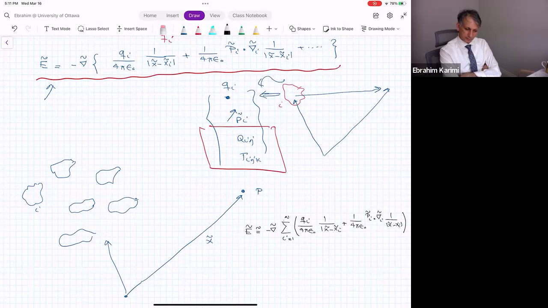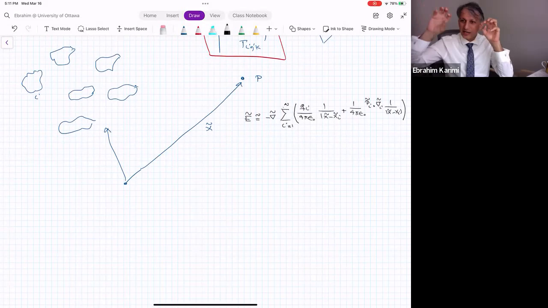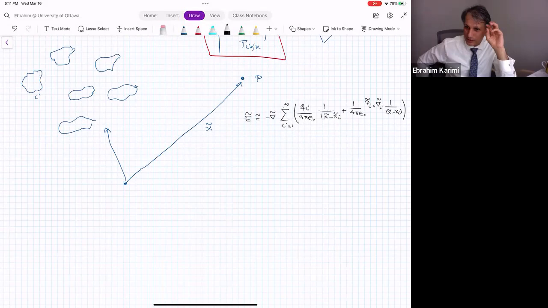Good. Fantastic. Now that I have discretized the system into individual molecules, and found the contribution from each molecule to appear as a monopole and a dipole, I get this summation. But this is not what we do, because no one is calculating this number of molecules. Essentially, what you have to do is go from a discrete space to a continuous space.